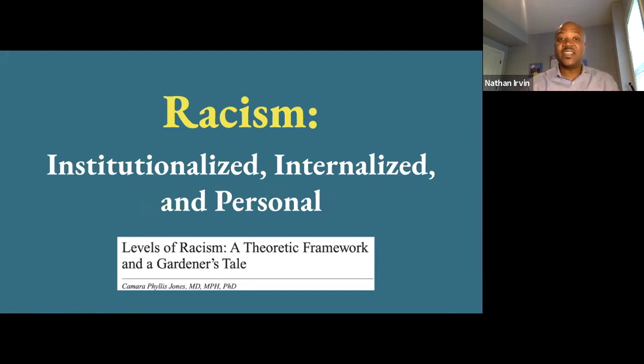Racism then is not just an individual prejudice, but a hierarchical system that's based on race, created and maintained by unequal distribution of power and resources. And Dr. Cameron Jones highlights that there are 3 different types of racism we should consider. The first is institutionalized racism. This is the systematically created differential access to the goods, services, and opportunities of society by race.